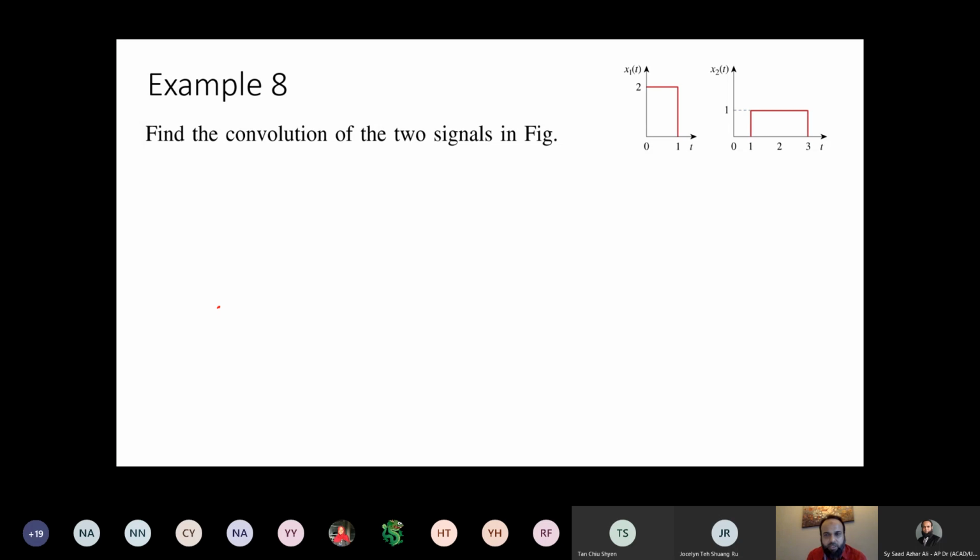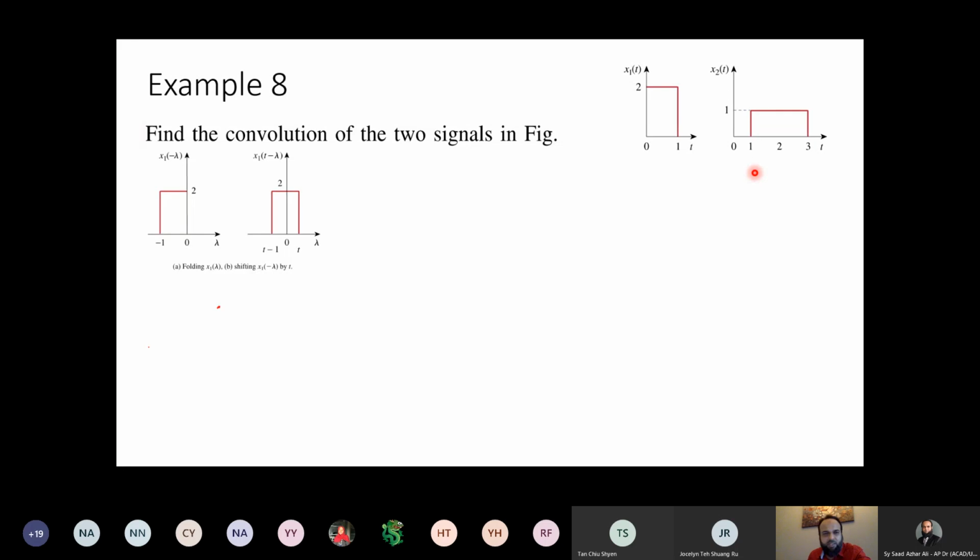How would you do it? You take one of these functions and flip it, then you make it slide, and you keep on sliding as it starts to intersect or overlap the second function. You keep on doing that. You check the limits, like what happens at the starting point, ending point, and so on.